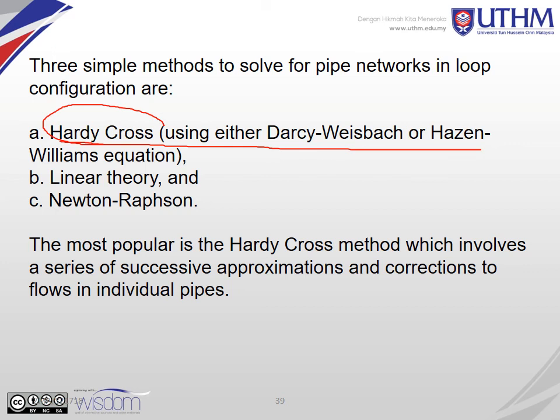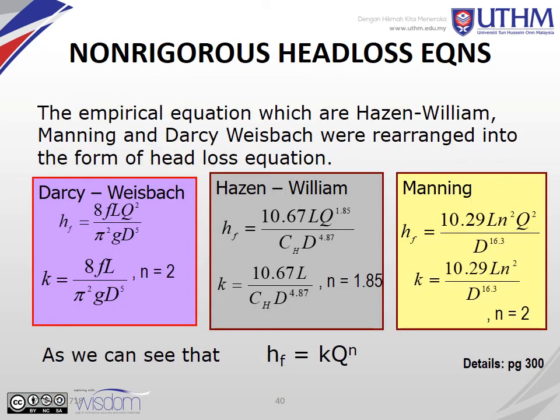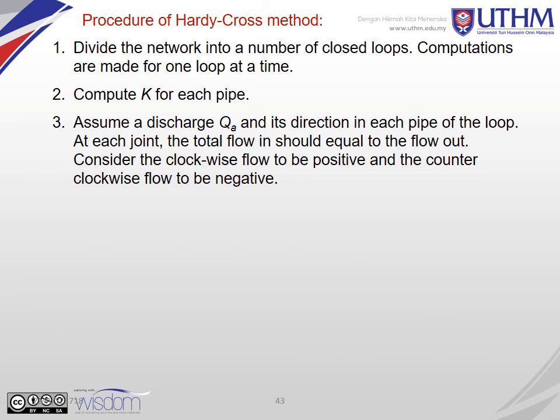The most popular is the Hardy Cross method, which involves a series of successive approximations and corrections to flows in individual pipes. It is popular because we can use Darcy-Weisbach, Hazen-Williams or Manning to get the HF.